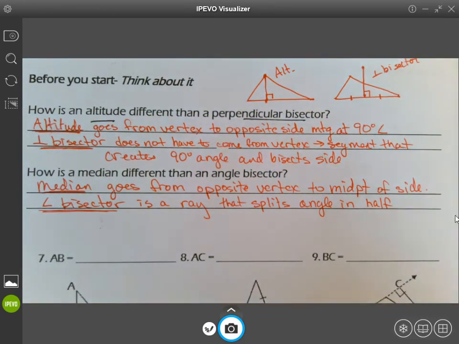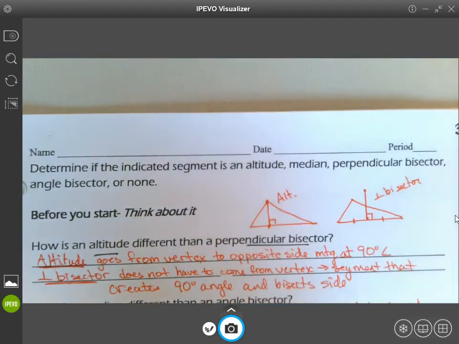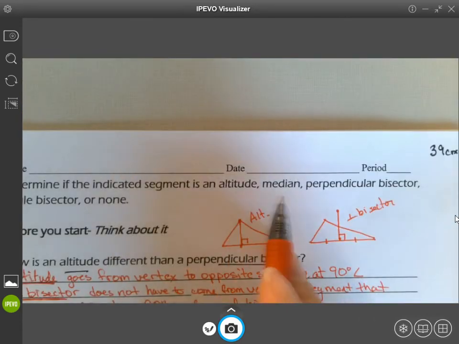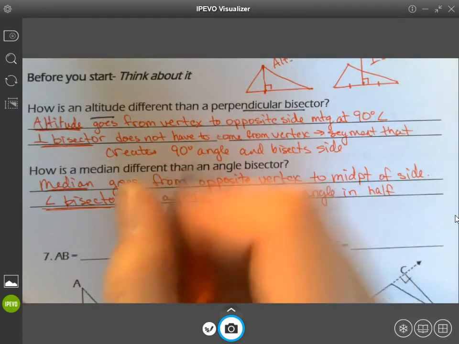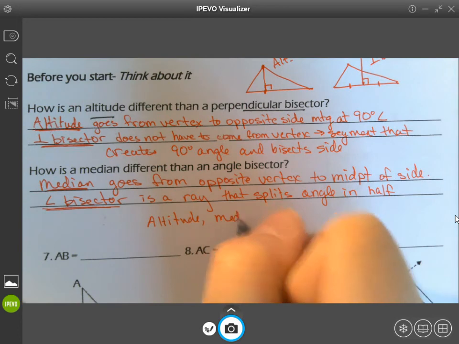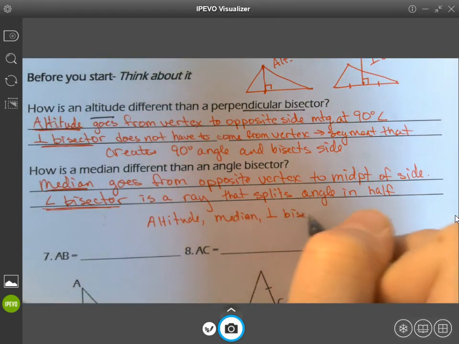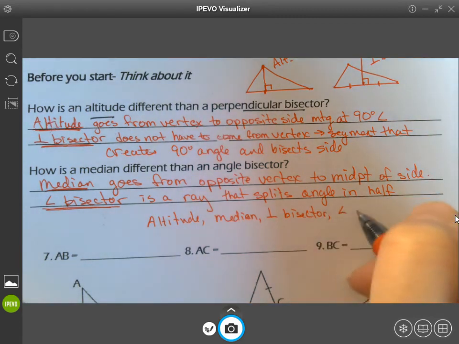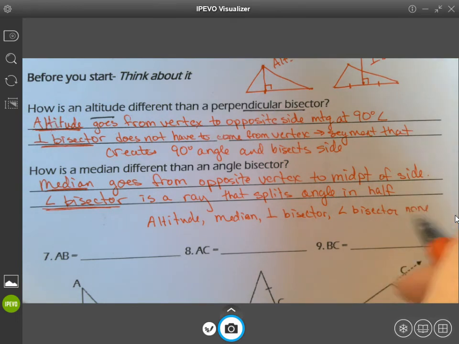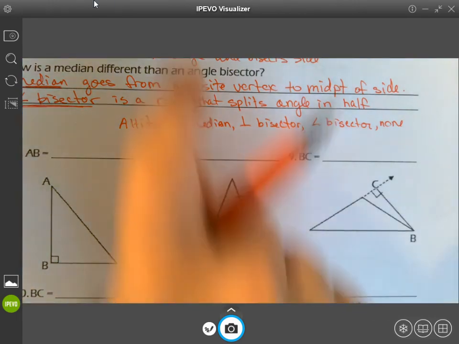Okay, so I think that you should be able to do these. Now, listen, you're trying to decide, the words are up here. I'm going to transfer them down here. Is it an altitude? So I'm transferring the words up here down to here. Do you have an altitude? Do you have a median? Perpendicular bisector? Angle bisector? You don't have to transfer the words unless you want to, or none. But I can't see the words when I move this up. So that's all I did was I just transferred what was up there.